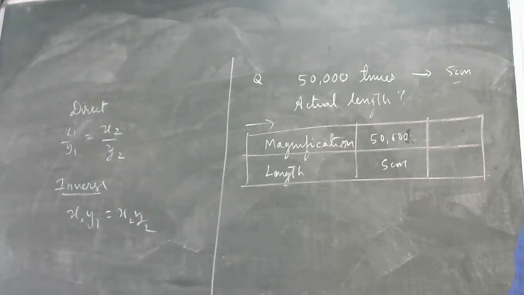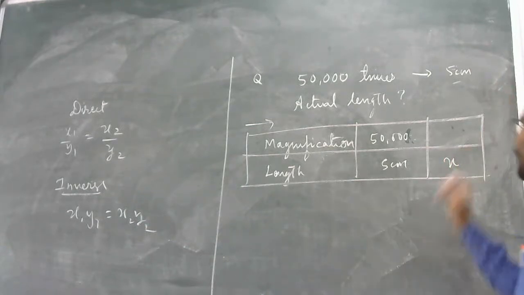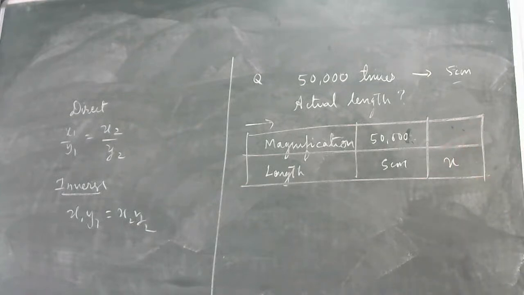How many times do you have to magnify? If you take magnification as x, then length we cannot find. Both we cannot take as x. So for the actual length, how many times do you have to magnify to get it? This length you have to find here, so you take it as x. And this number, magnification, they have not given. So to get the actual length, what should be your magnification?